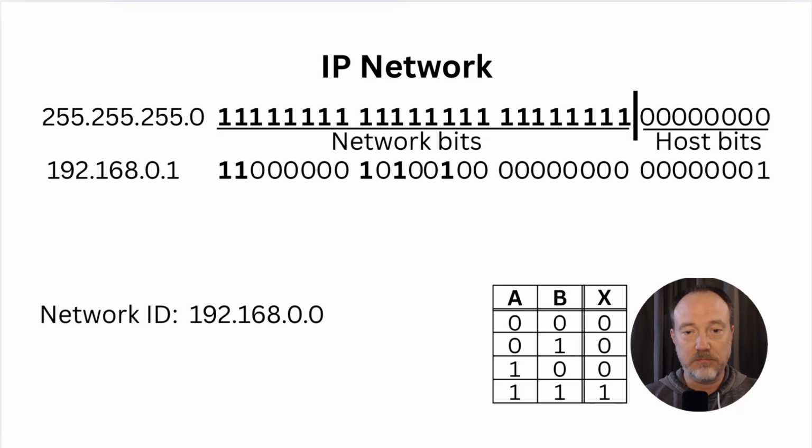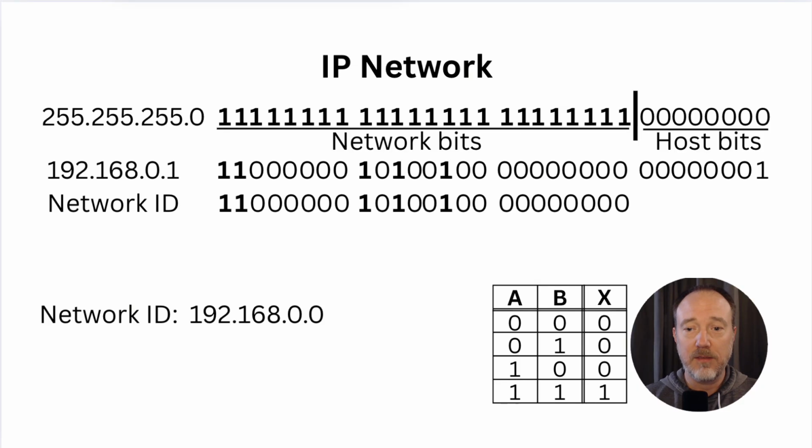Looking at this again a little closer, the first 3 octets of the subnet mask are all ones. So anywhere there is a 1 in the first 3 octets of the IP address will also be a 1 for the network ID due to that ANDing operation. And since the last octet in the subnet mask is all zeros, when we do that ANDing, that entire last octet is going to be zeros when we get that network ID.